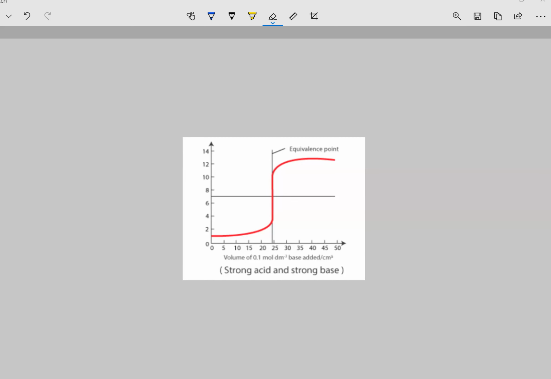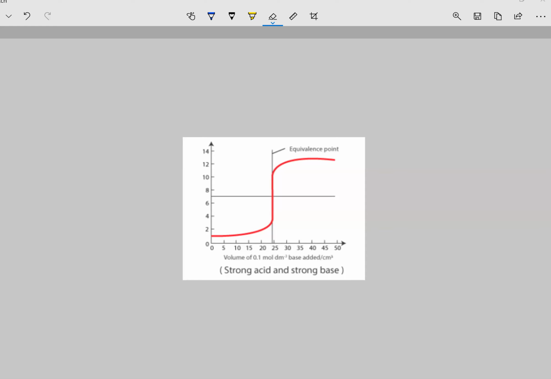So first off, this is the curve for a strong acid and a strong base, and there are a couple of things to note in this. First one is that it has a very sharp flat line at the bottom and quite a flat line at the top. So it's pretty much just three straight lines joined by some little curves. But different types of acid-base titrations look different.